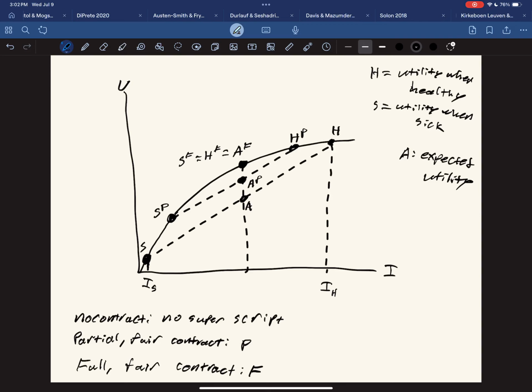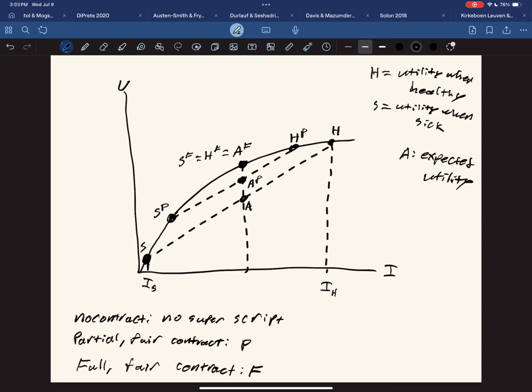So you'll notice that the individual, if they don't know whether they're going to get sick or not, prefers the full contract to the partial contract, and they prefer the partial contract to the no contract state.